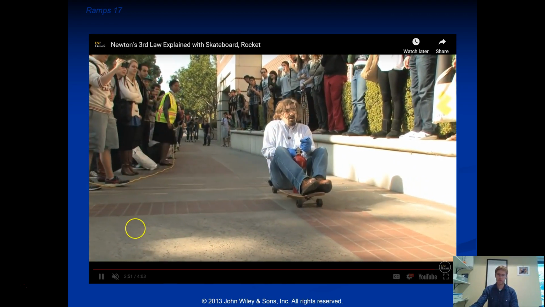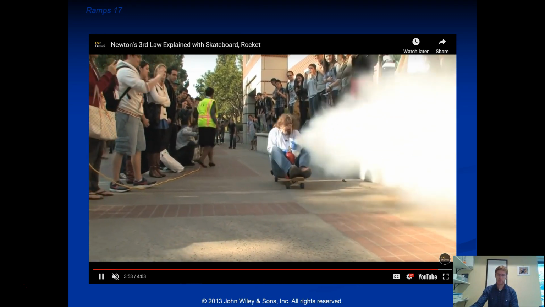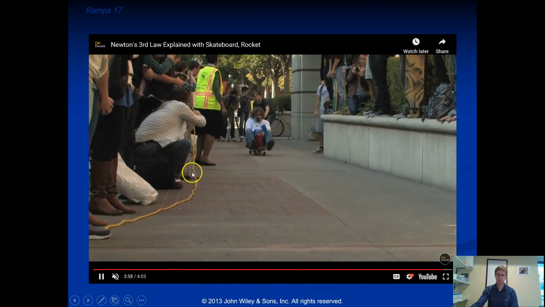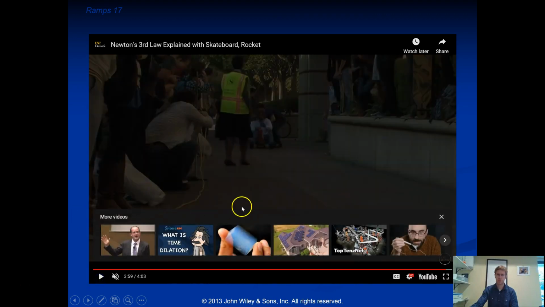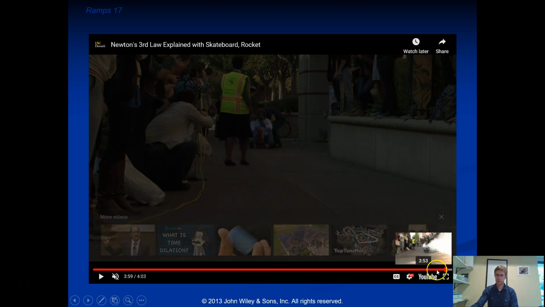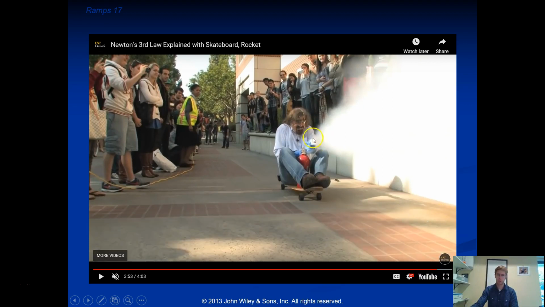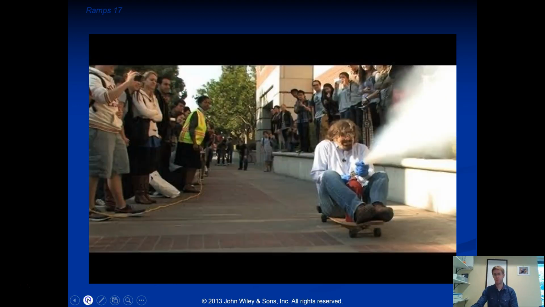And watch what happens to him as it does that. There's a force of the exhaust coming out one way, and it pushes him backwards with an equal and opposite force in the other direction. Newton's third law of motion. This is, believe it or not, what you just saw right here, that's how a lot of spaceships work. They shoot gas out one way, which pushes them back the opposite direction.